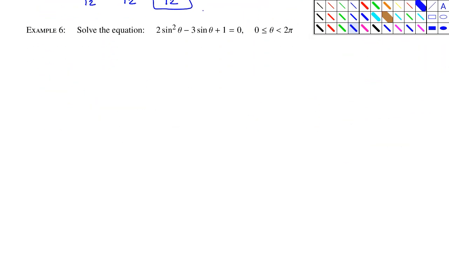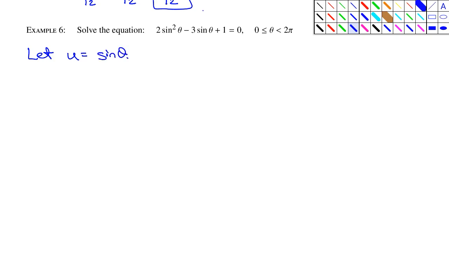Example 6. Solve the equation 2 sine squared of theta minus 3 sine theta plus 1 equals 0 for theta between 0 and 2 pi. So in this case, let's use substitution. Let's let u be equal to the sine of theta.